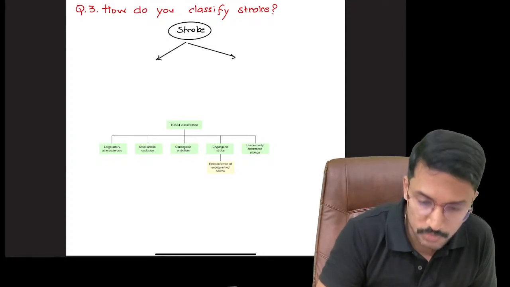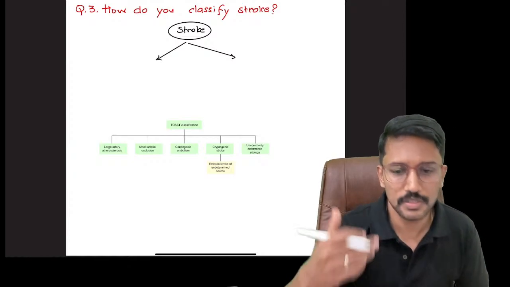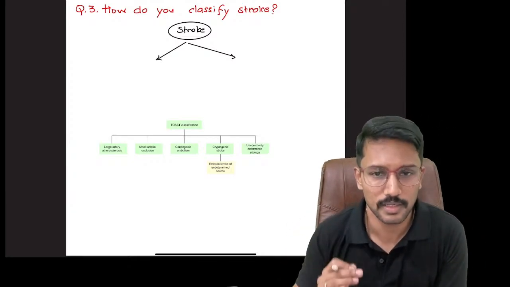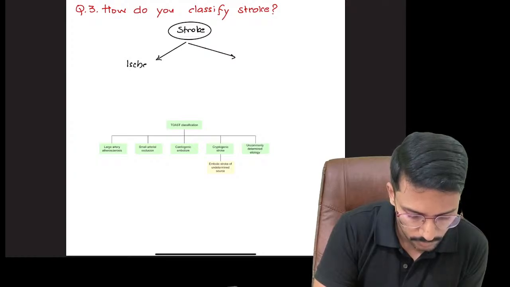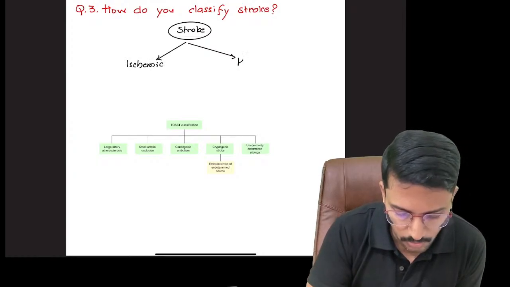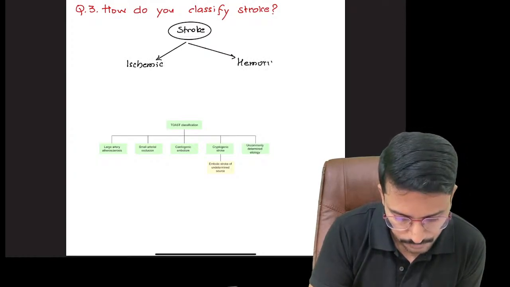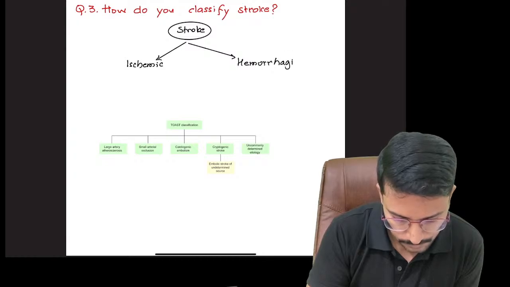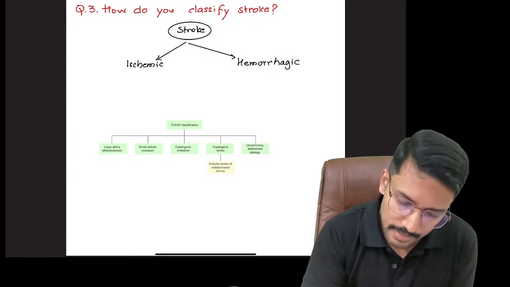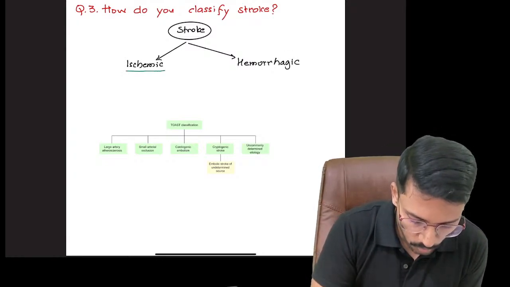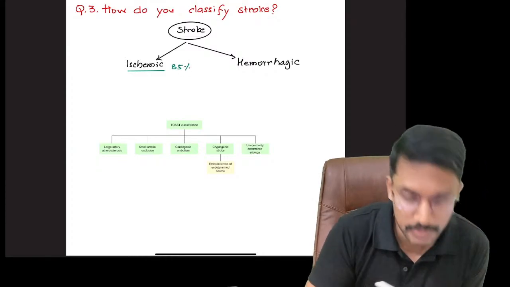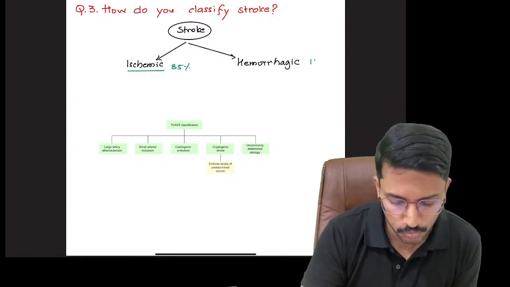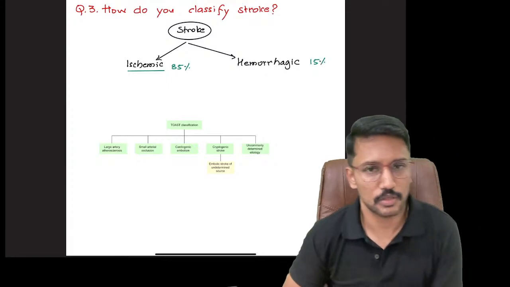My first question is, which one is more common? Which types of stroke have you seen in your clinical practice more commonly, like in your hospitals? Which is more common, ischemic or hemorrhagic? Right, it is the ischemic which is more common. Generally speaking, ischemic strokes account for around 85% of cases and hemorrhagic strokes account for around 15% of cases.